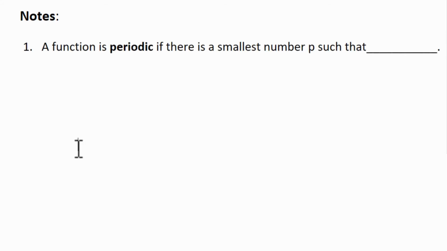A function is periodic if there is a smallest number p such that, you could take, let's say our function is just a generic f of x, input x, output y. If there's a smallest p such that f of x is equal to f of x plus p, so you're guaranteed, you stick in an x value, you'll get the same output as if you stick in x plus whatever the period is.